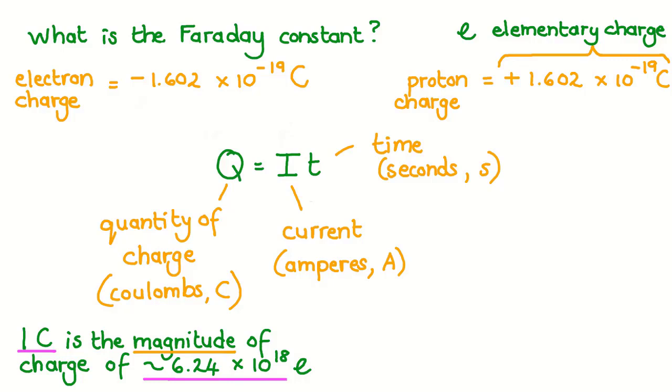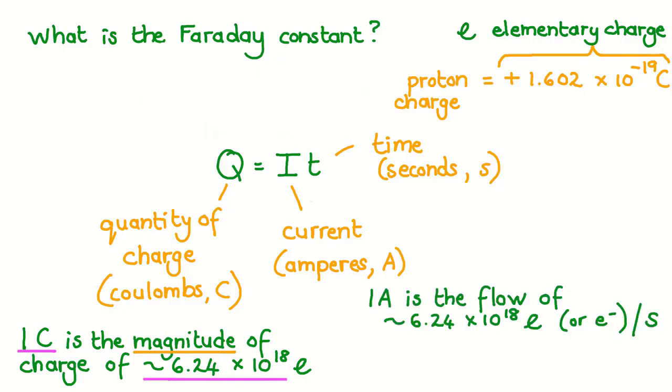This may all seem like semantics, and in some ways it is. We know it is electrons that flow in a circuit, but we tend to think of the flow of positive charge, and so we have refined our definition to suit our mental model. And so we can define an ampere as the flow of approximately 6.24 times 10 to the 18 elementary charges, or electrons, per second.